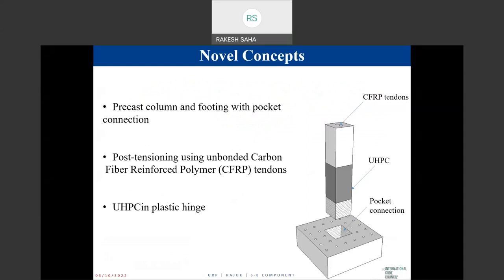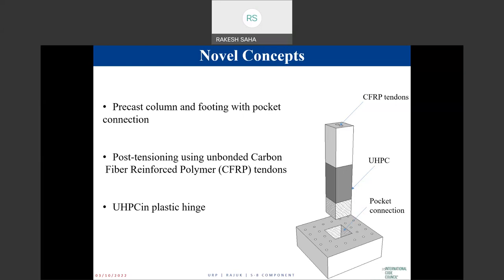So if you look at the column, there's a precast column and the cantilever column that we tested. In the plastic hinge region, we use UHPC. Also, we use pocket connection. So you see we left an opening into the footing. And then also we post-tension this column using CFRP tendons. Again, so there are the two new materials that we have in this column.